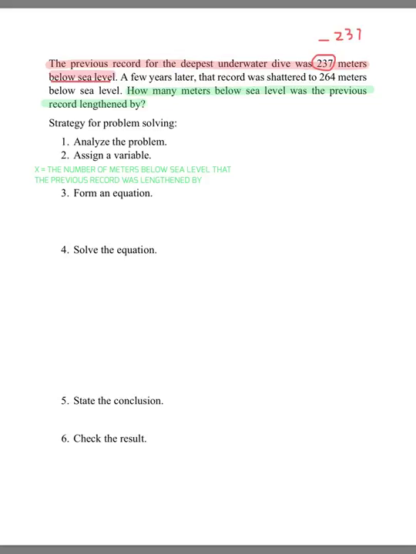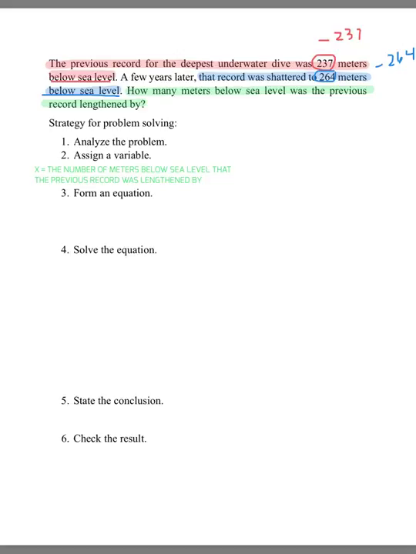And then also, what else do we know? Well, we know that a few years later, that record was shattered to 264 meters below sea level. So we have something there. And then again, below sea level is an indicator of negative 264. So that's all we can really do for analyzing the problem.